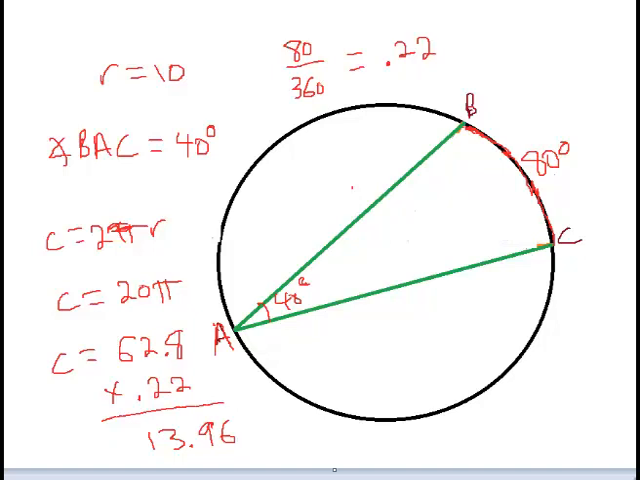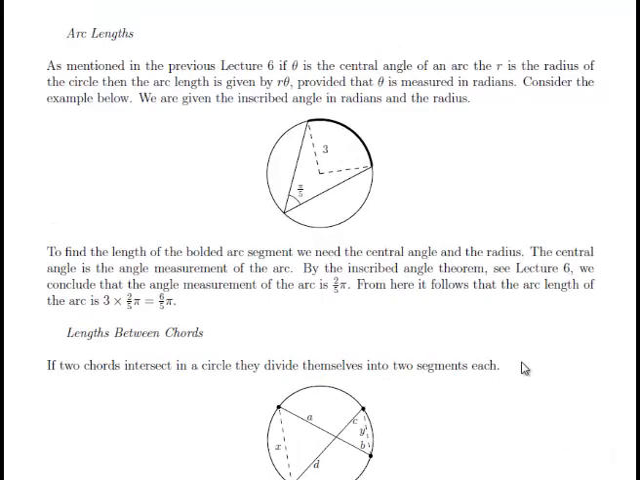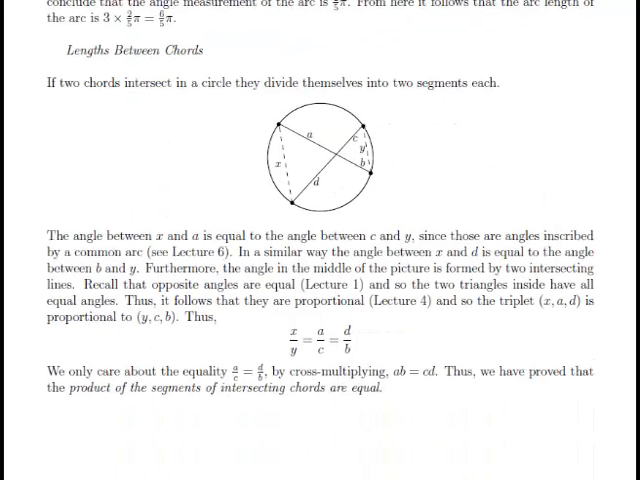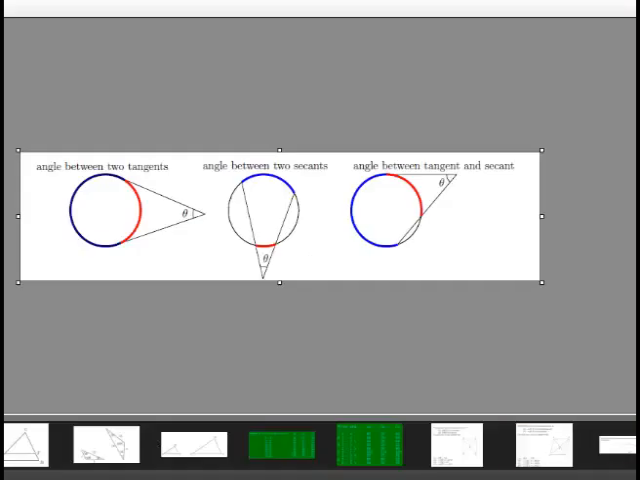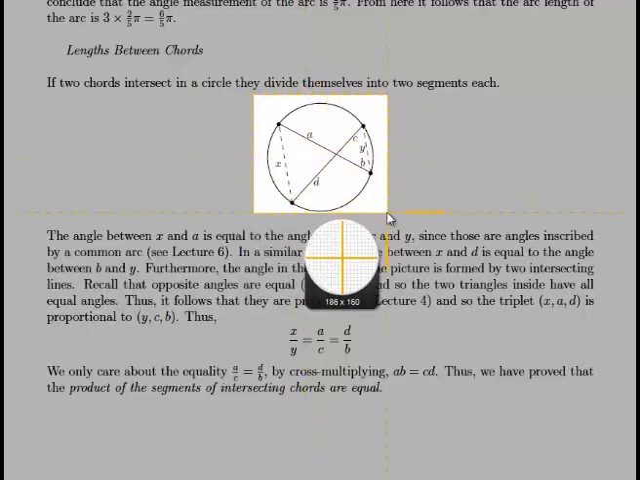A couple of other rules regarding the lengths of chords, the lengths of the segments over here. The first one is that the products of the two segments that are broken up by chords are equal to each other. The multiplication is equal to each other. Let me show you what that means. I'm going to get this figure over here and put it up on the board.